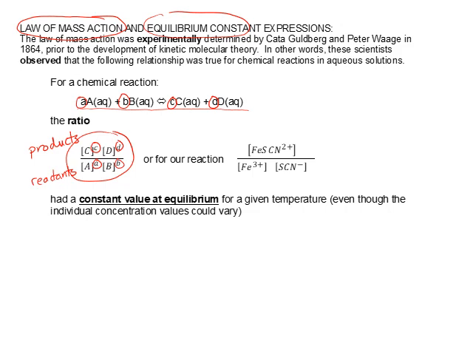In our reaction, where we had Fe3+ plus thiocyanate makes FeSCN2+, this ratio of product concentration to reactant concentration is shown. And we saw that this ratio had a constant value at equilibrium. Again, this is a general result that this will give a constant value as long as the temperature is the same.